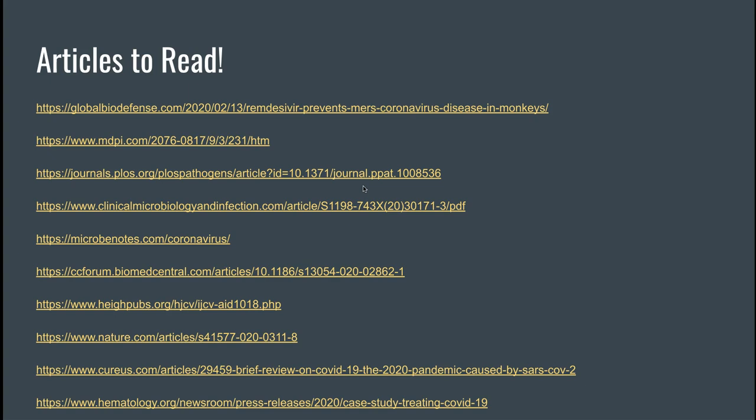Alrighty, so these are some articles to read. I found these articles very interesting, so if you have free time, I definitely would read them. It talks about COVID-19 and multiple myeloma. It talks about how remdesivir is being used to prevent MERS in monkeys, so that's a promising treatment. It's a great article right here.